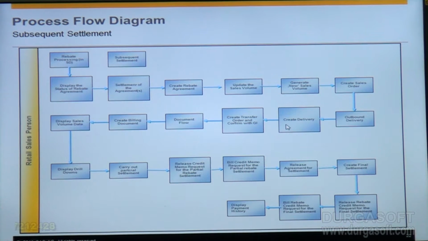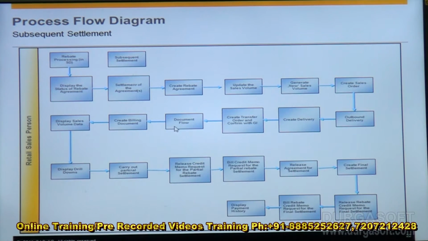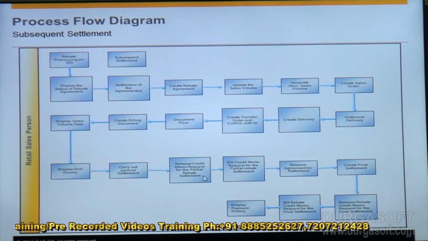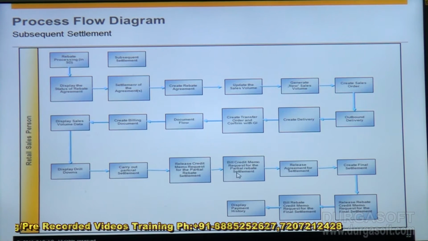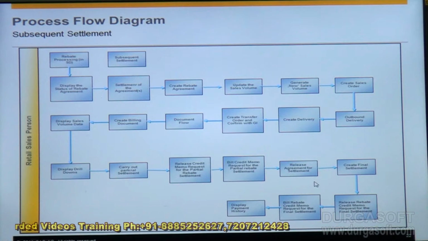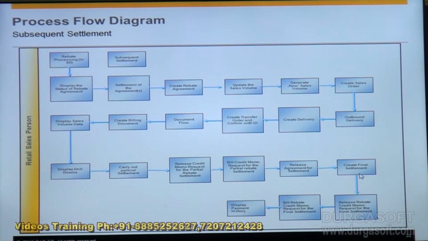Then we go for delivery, create delivery, create transfer order and confirm with the GI. Then we will need to create some document flow which creates a billing document, display sales volume data, display drill down options, carry out particular settlements, release credit memo request for the partial debit settlement, bill credit memo request for the particular debit settlements, then release the agreement for settlement which creates the final settlement, and release the debit credit memo request for the final settlements, and bill debit credit memo request for your final settlements.